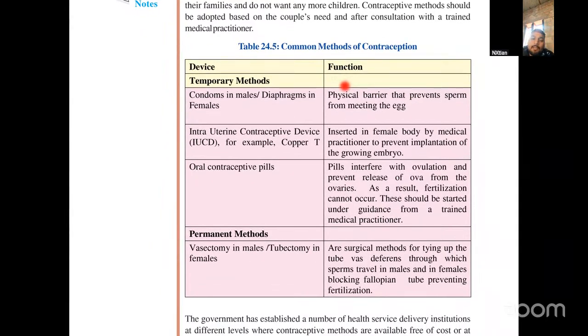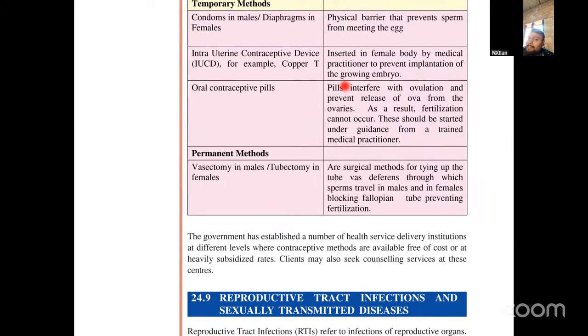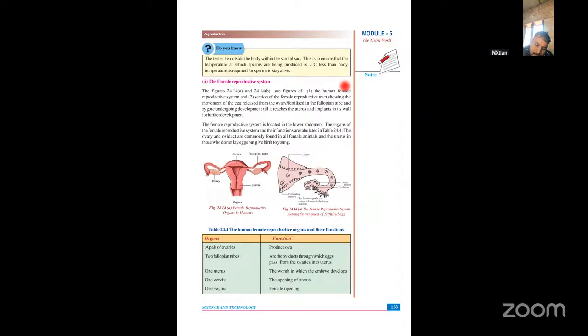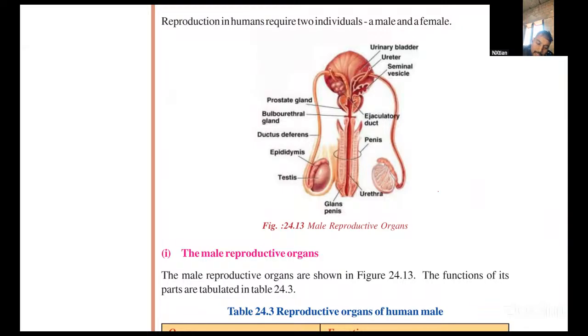Oral contraceptive pills means they take pills to kill the sperm in the uterus, so fertilization will not happen. These are temporary methods, but the permanent methods are vasectomy and tubectomy. Vasectomy, I told you what it is. For example, they will cut this tube and tie it in the opposite direction, so the sperm which the testis creates will not travel and will not come out.